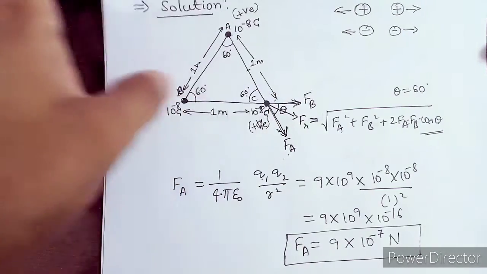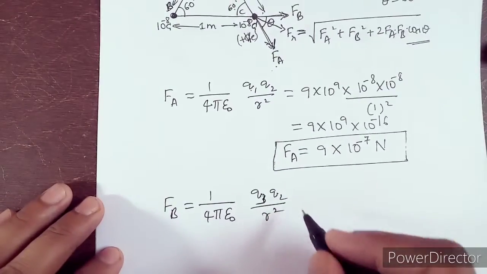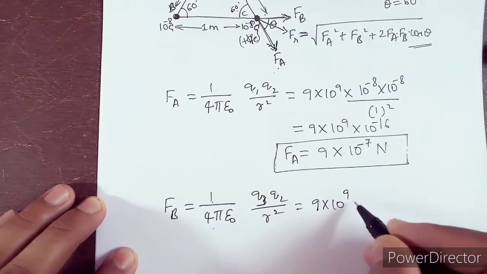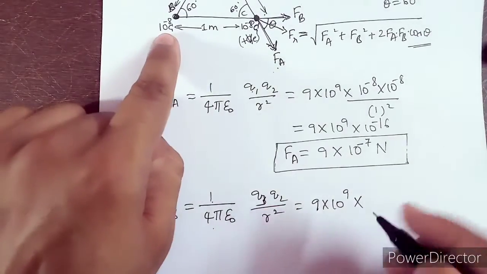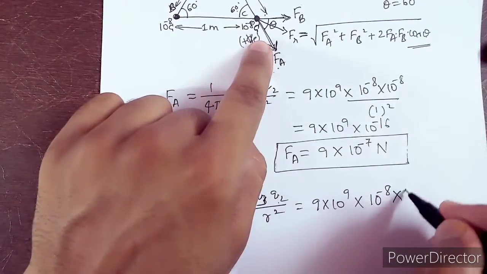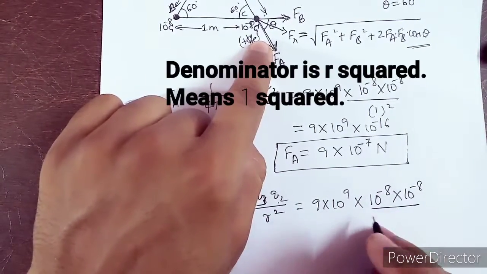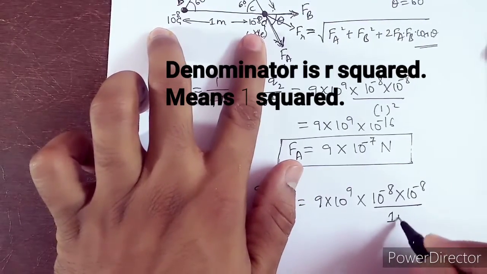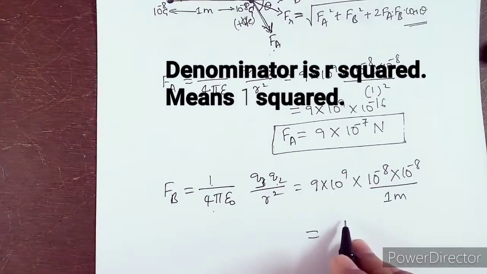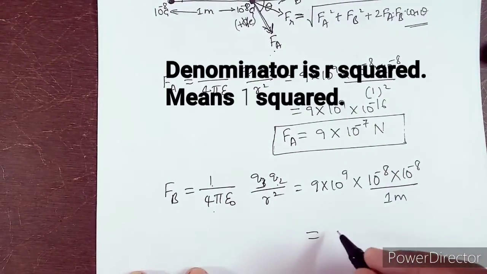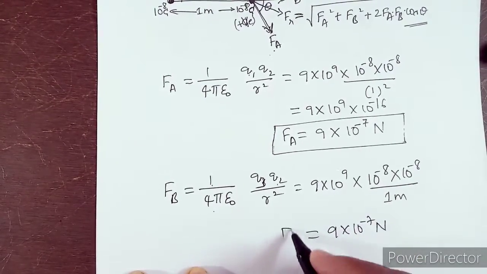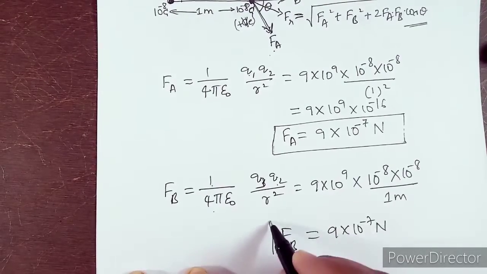So q2 q3, that is equal to 1 by 4 pi epsilon naught, which is 9 into 10 to the power 9, into q3 which is 10 to the power minus 8, into q2 which is 10 to the power minus 8, divided by the distance between them, which is 1 meter. So this will also give the same answer as Fa, because the magnitude of forces and the distance are the same. So you will get 9 into 10 to the power minus 7 Newton as your answer. This is Fb.